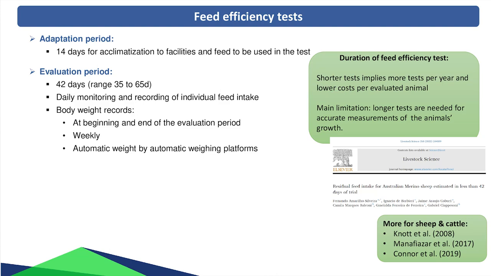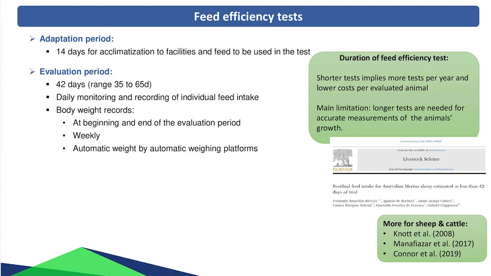So during the evaluation period, what you do is monitor and record the daily intake of each animal. And the second group of traits is body weight. There are different combinations and different possibilities, depending on the facilities that you have or the objective of the work. Sometimes body weight is just recorded at the beginning of the trial and at the end. Sometimes it's recorded weekly, or sometimes it's recorded all the time, using automatic weighing platforms. And I'm going to show you this.